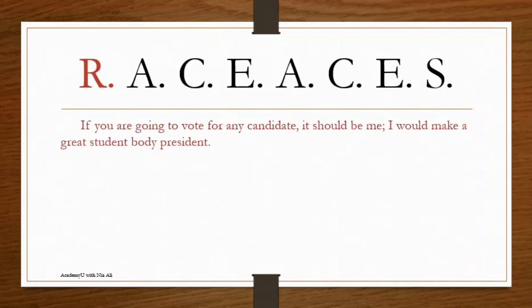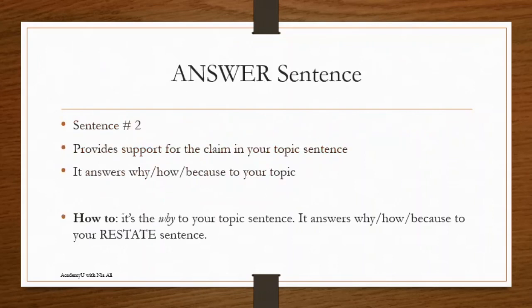This is what it looks like when we look at our RACES. For the letter R, if you're going to vote for any candidate, it should be me. I would make a great student body president. Our next sentence, skip down 2 lines in your Cornell Notes. The next section is answer sentence.